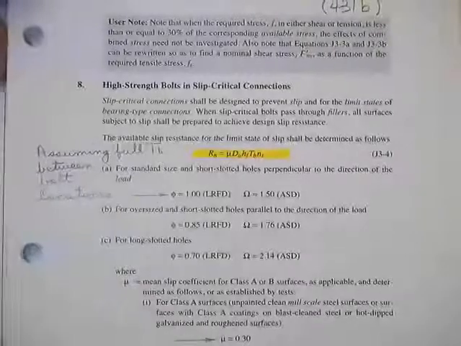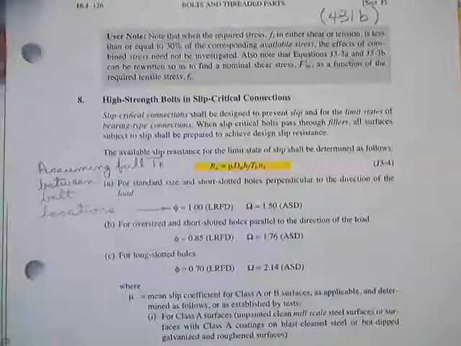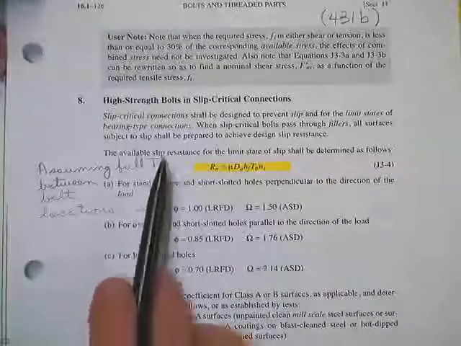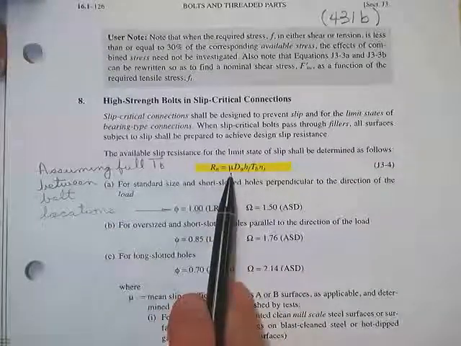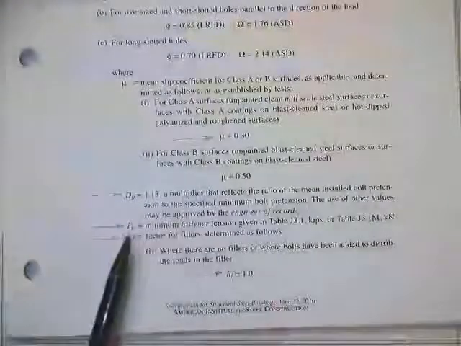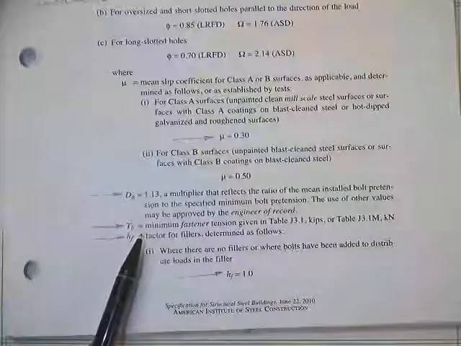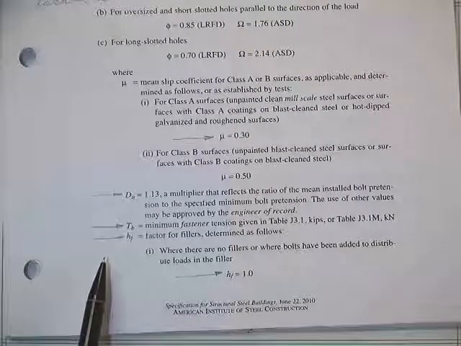Now, to prove out these numbers that we're already starting to see, I'm just going to go ahead and throw in all the pages having to do with bolts that you probably will refer to. First off, if you have a slip critical connection, we said that the nominal load was a coefficient of friction, D sub u. What was D sub u? 1.13, what was it for?